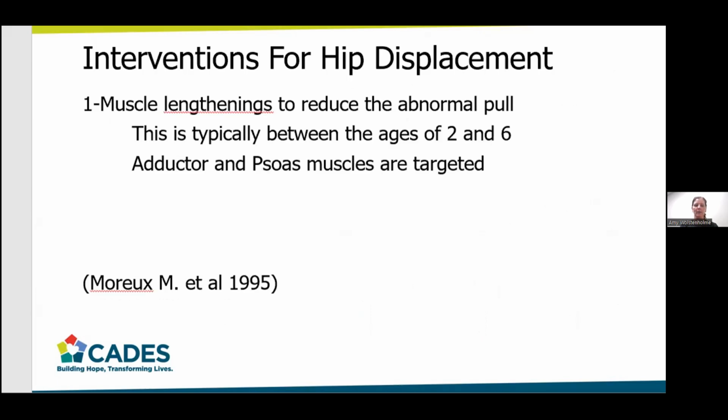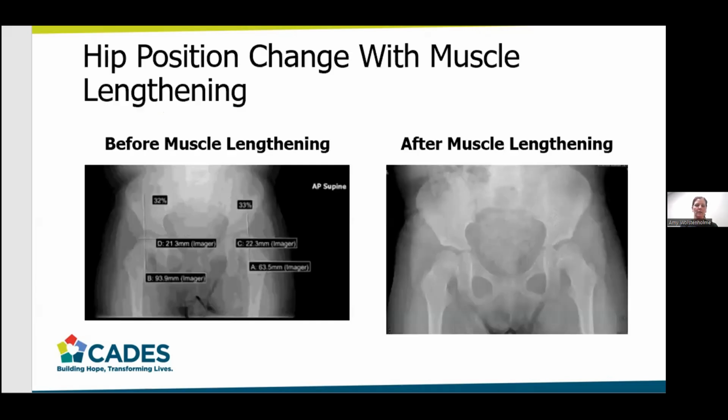If a child has a migration percentage of 30 or greater before the age of 6, muscle lengthenings of the adductors and psoas are common to prevent hip dislocation. By reducing the spastic pull on the muscle, they can reduce the migration percentage. This is an example of how the hip position changes after the muscle lengthening.